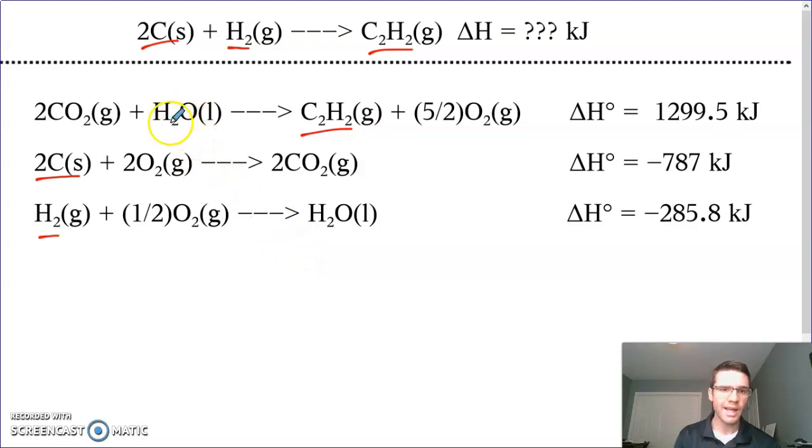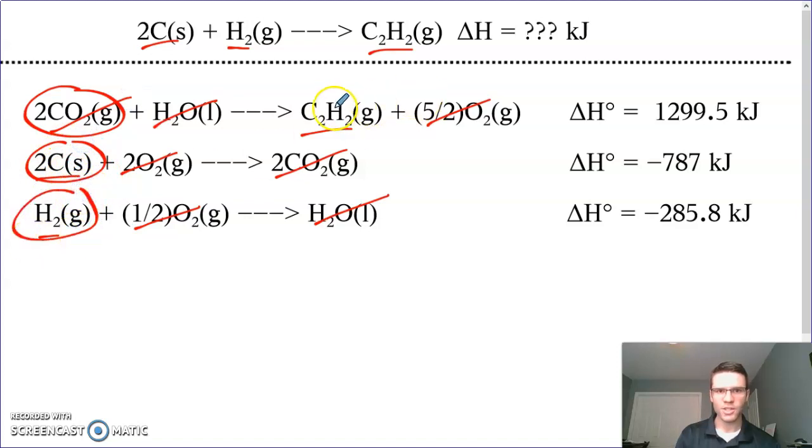Cancel everything that can cancel. H2O liquid cancels. O2, 1/2 O2 plus 2 O2s, 2.5 O2s. 5 halves is 2.5 O2s. And our CO2s cancel as well. The only thing that's left is carbon, hydrogen, and C2H2.